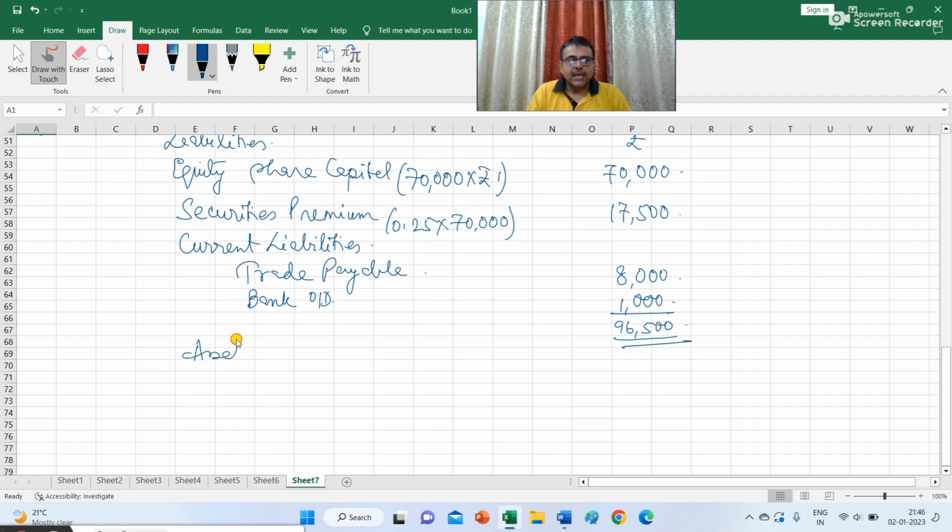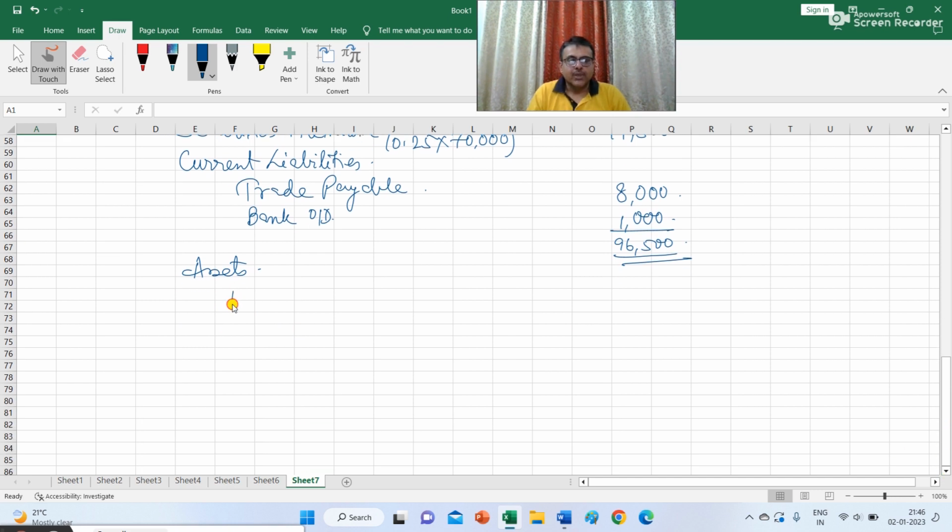And under assets we will write, the first is the freehold premises, and the amount of freehold premises is 62,000. 45,000 is the value of X Limited, and 17,000 is the value of freehold premises of Y Limited. So total is 62,000. Then goodwill of X Limited was taken at 5,000. Then inventories, we have current assets. So these are fixed assets.